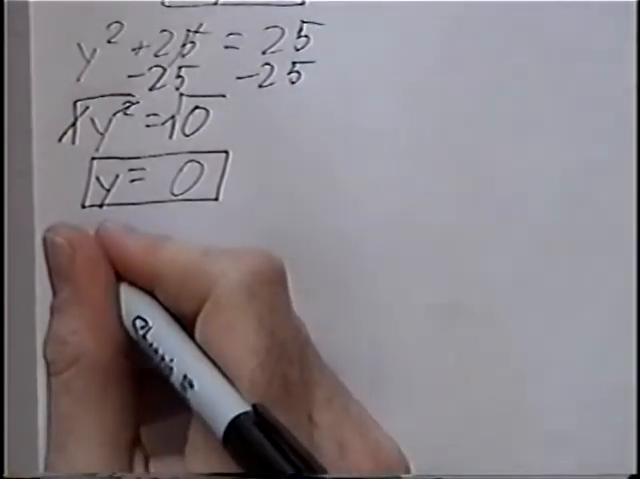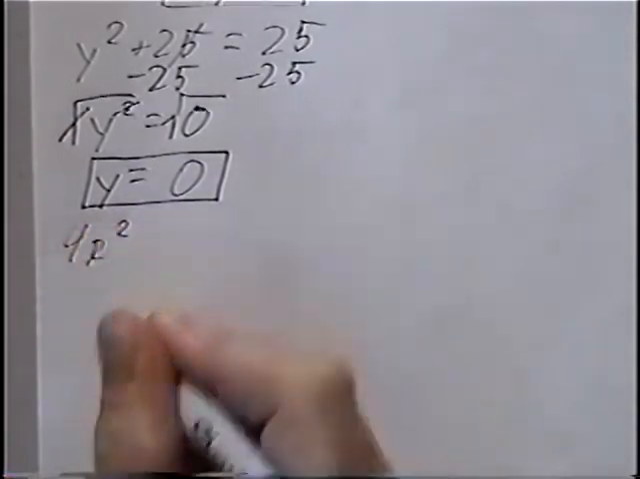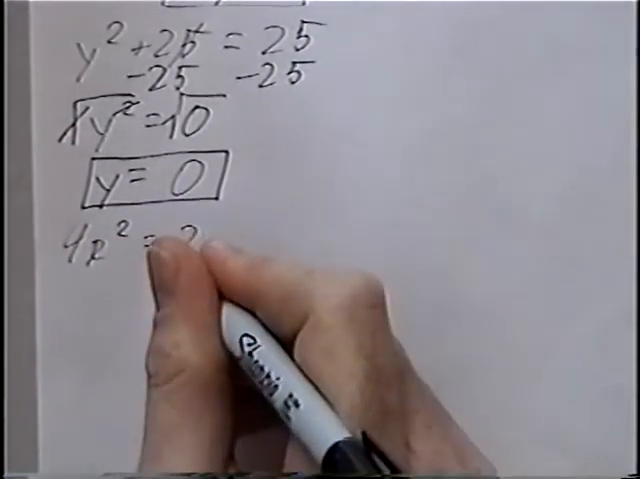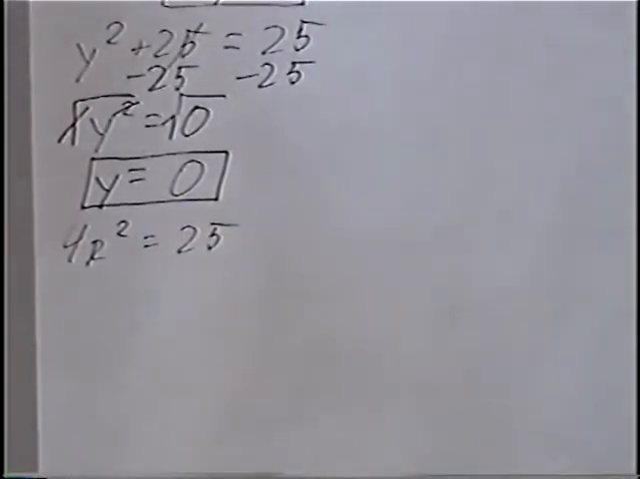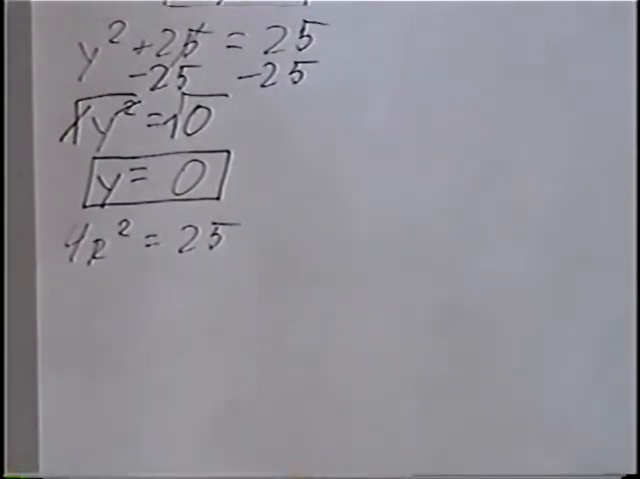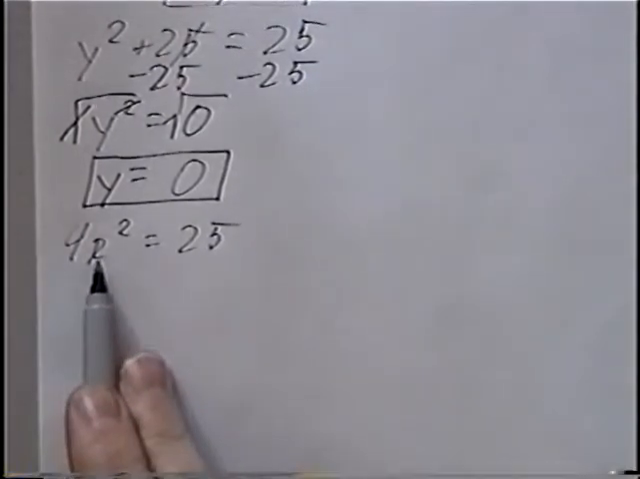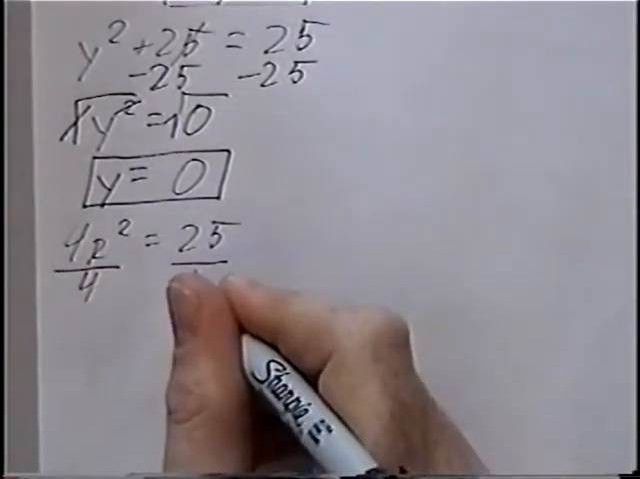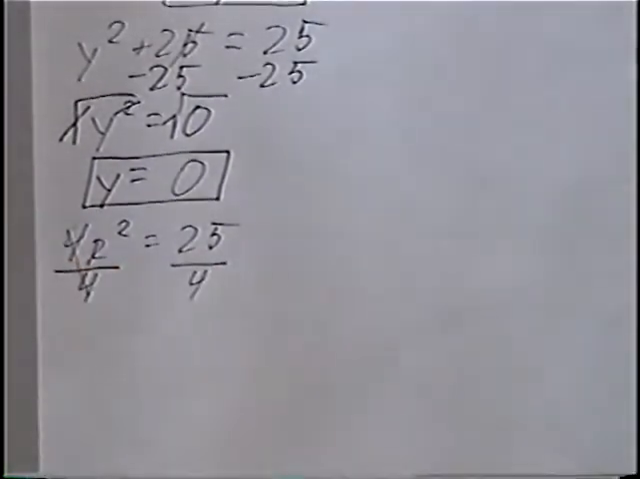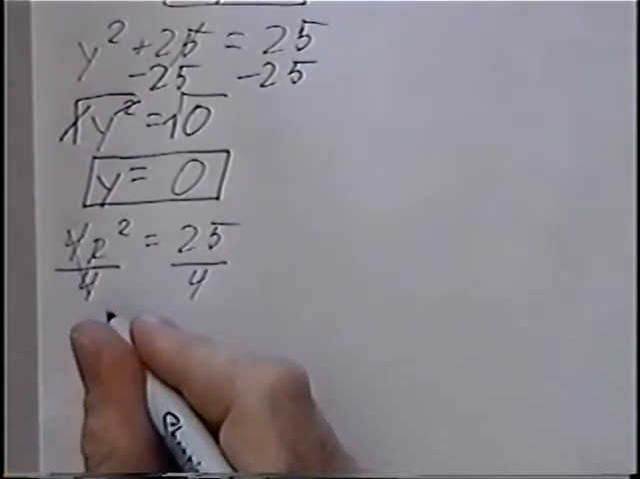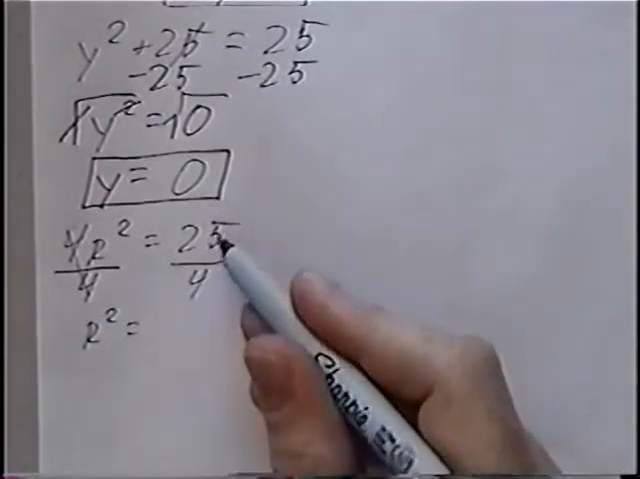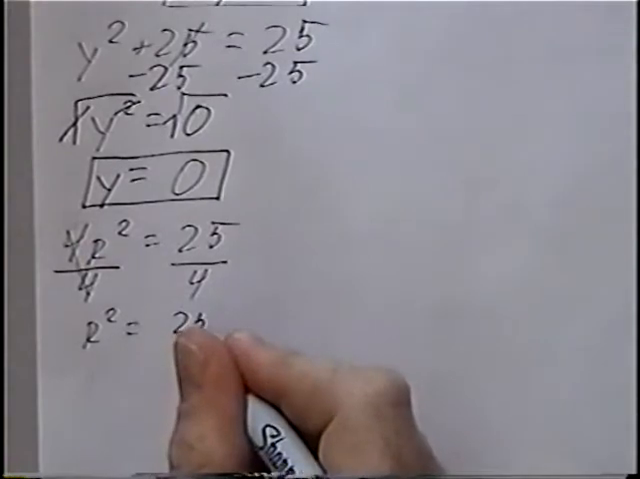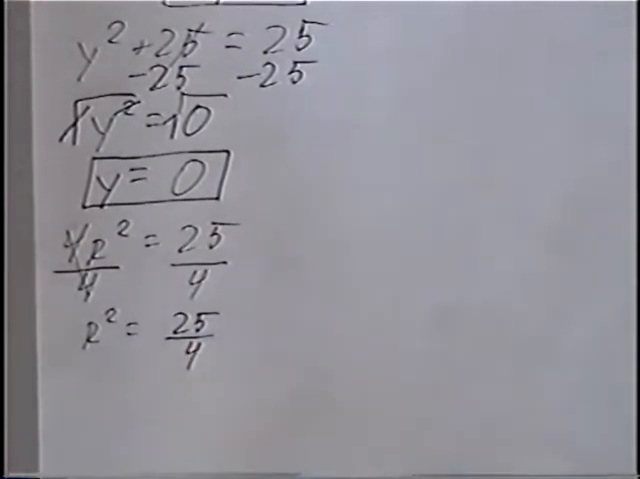Next question: 4r squared equals 25. Again, before we take the square root of the variable, we want to move all the other numbers to the other side. So this is 4 times r. Opposite of multiplying by 4 is we can divide by 4. R squared. 4 doesn't go into 25, so we can leave it as a fraction, 25 over 4.